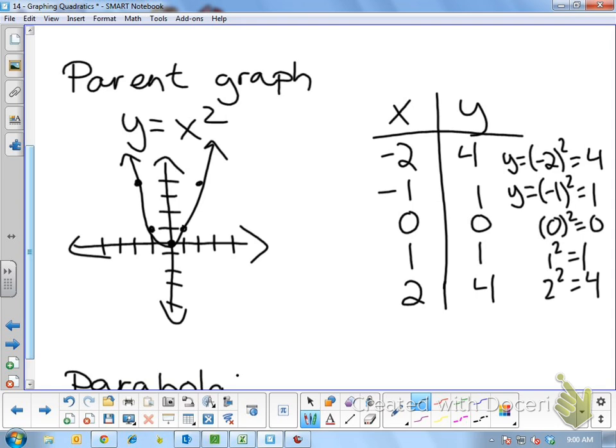We can't use straight lines because if I did a straight line, it wouldn't hit all the points. We have to curve it. It looks kind of like a U-ish shape. A parabola kind of looks like a U.